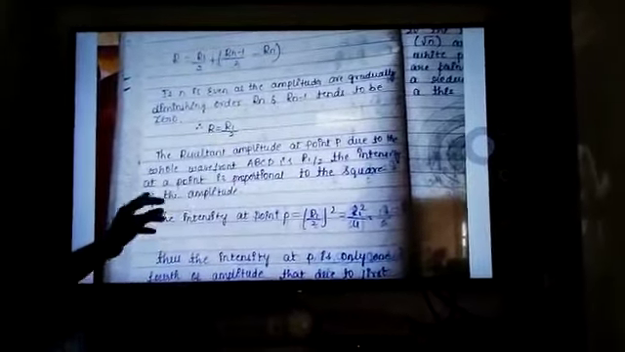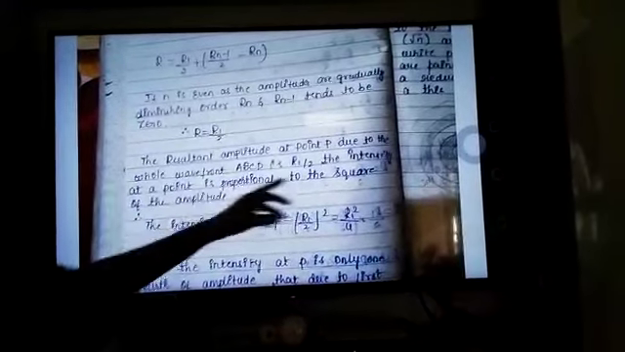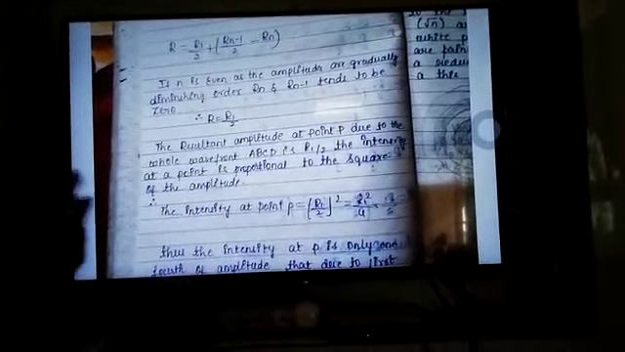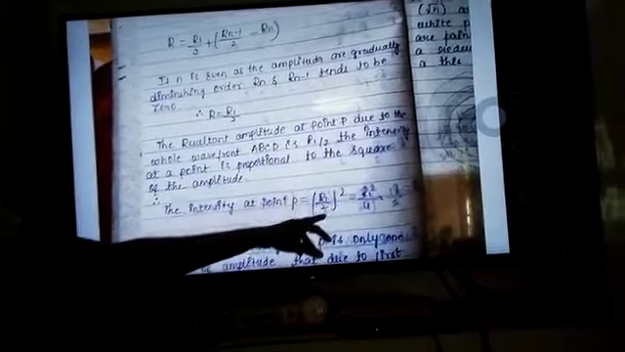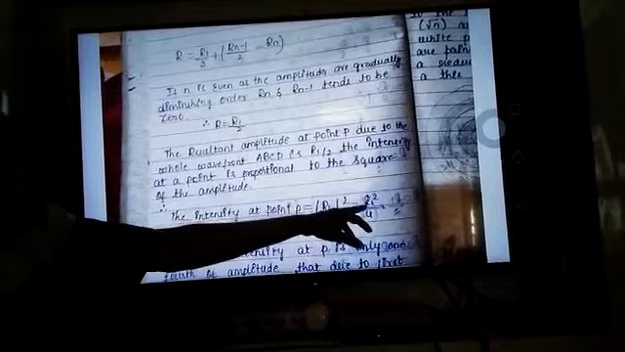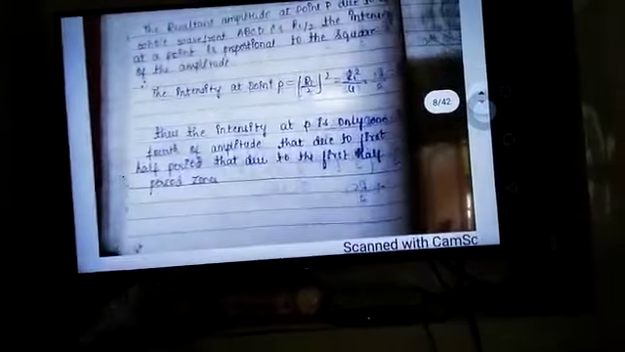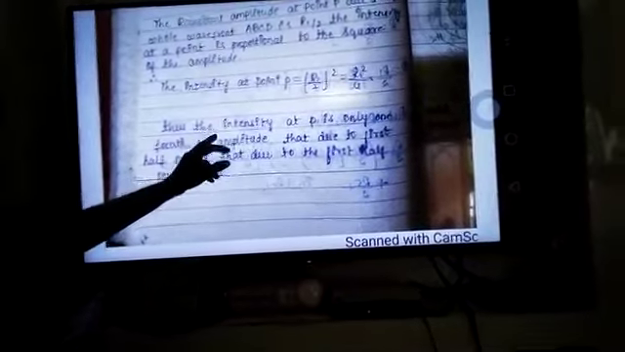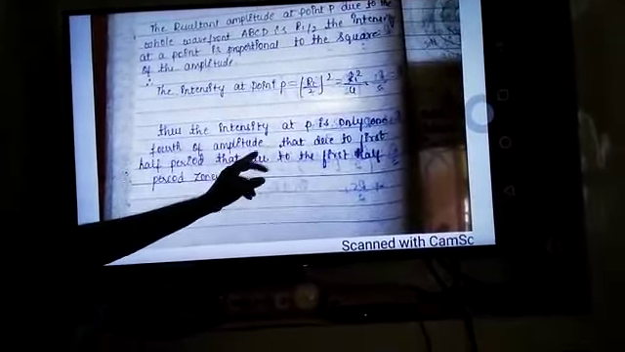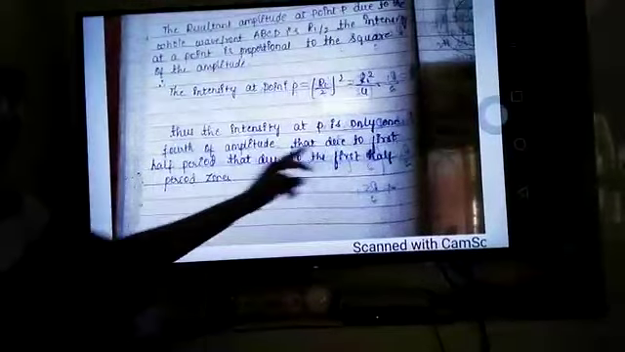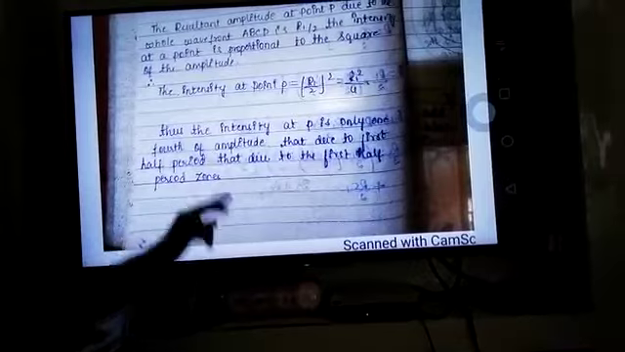The intensity at a point is proportional to the square of the amplitude. Therefore, the intensity at P is equal to R1 by 2 whole square, that is R1 square by 4. Finally, the intensity at P is only one fourth of that due to the first half-period zone. Thank you.